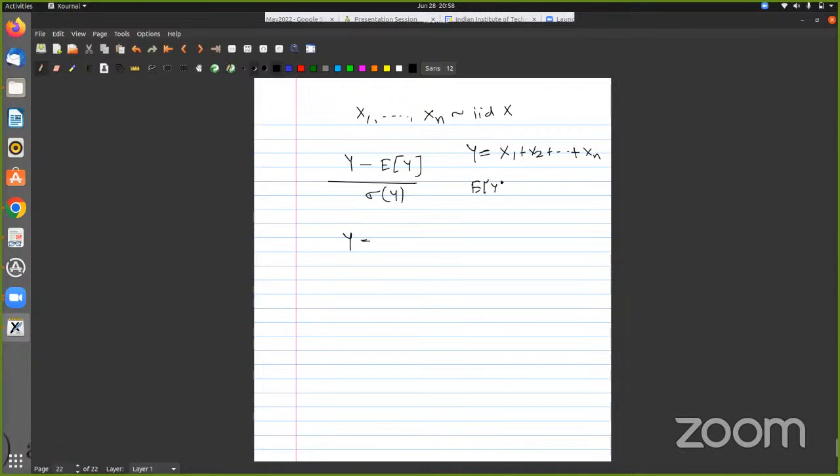The expectation of y is the expectation of x1 plus the expectation of x2, like this. So it will be n times the expectation of xi, which is n times mu. Can I write n times mu here? Okay. Now, what is my variance of y?